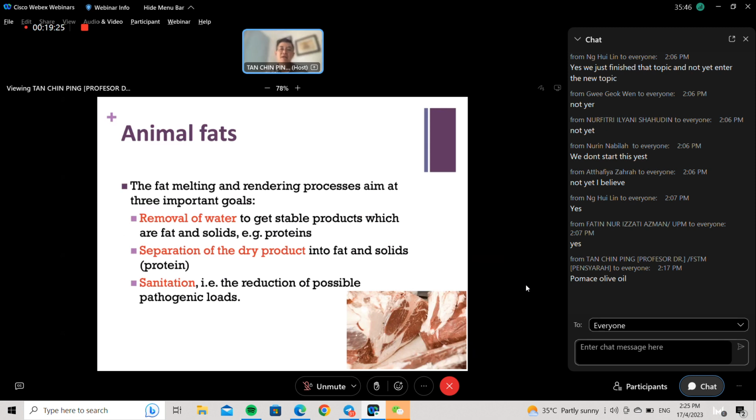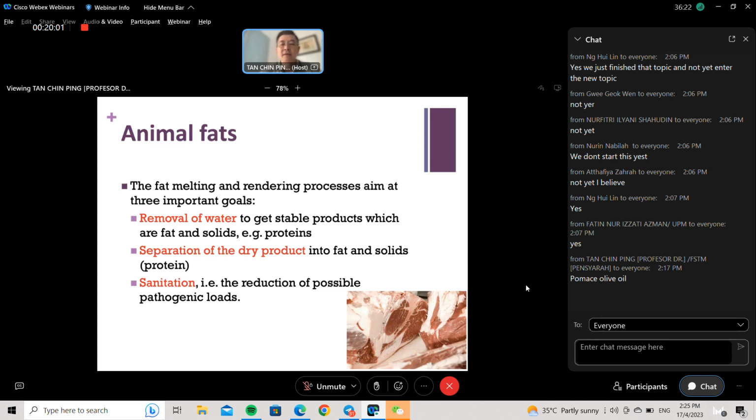The fat melting and rendering process has a few important goals. The first thing is that you want to remove water. Adipose tissue also contains a very high amount of water. So those are the white fat of the animal. If you take a look at this particular photo, you will note that the white meat is actually adipose tissue. And this is the right type of meat that you can use for the rendering process.